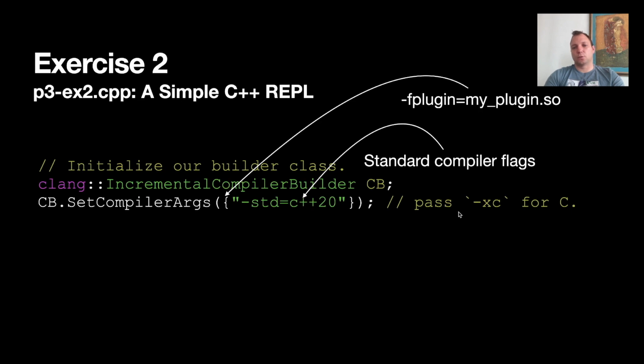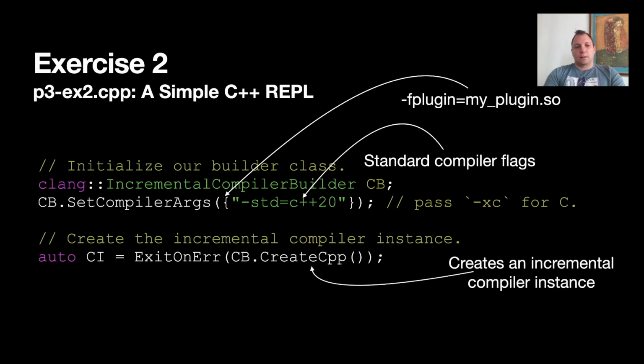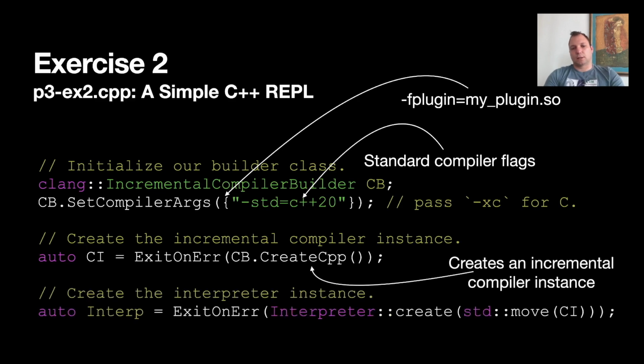Of course, if you want to build a C REPL, not a C++ REPL, we just need to pass -xc, and that would enable C instead of C++. Then, once we have our builder class, the next thing is to call the CreateCpp routine, which creates a compiler instance that's ready for incremental input. It makes a bunch of changes to the default compiler instance so that it can consume input incrementally.